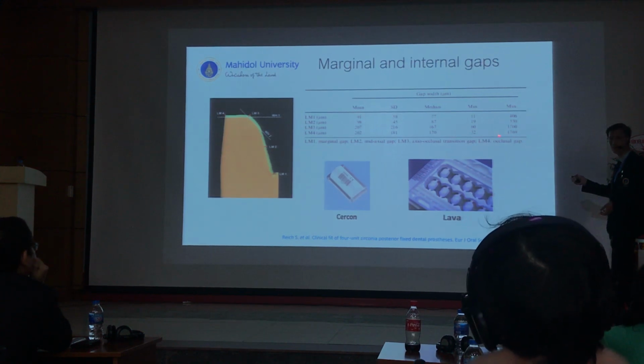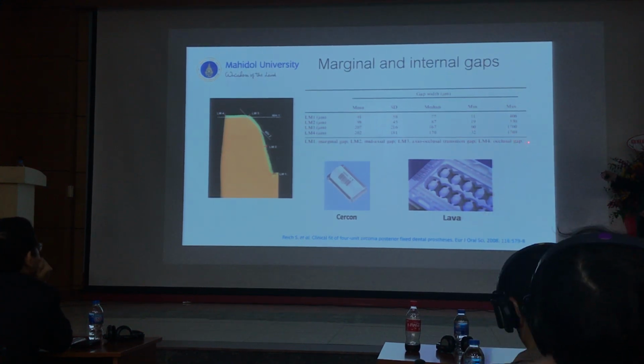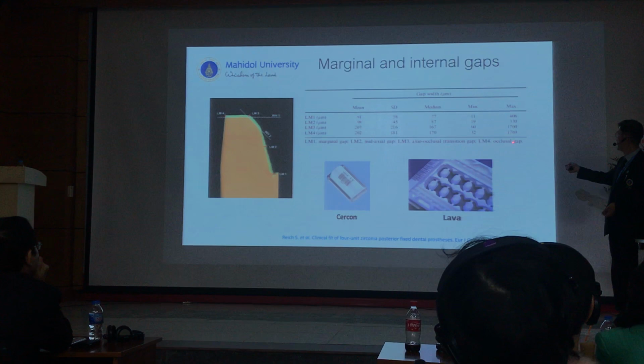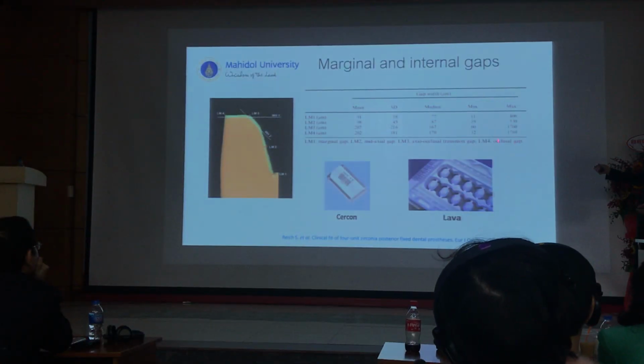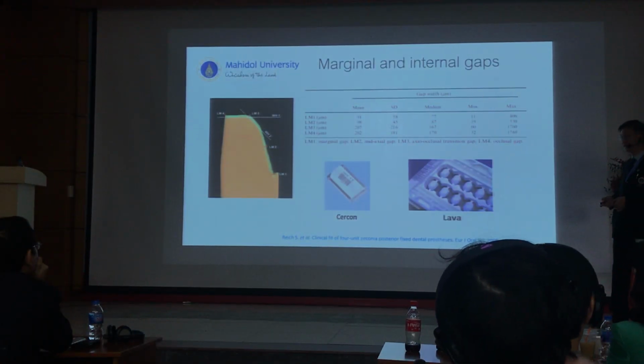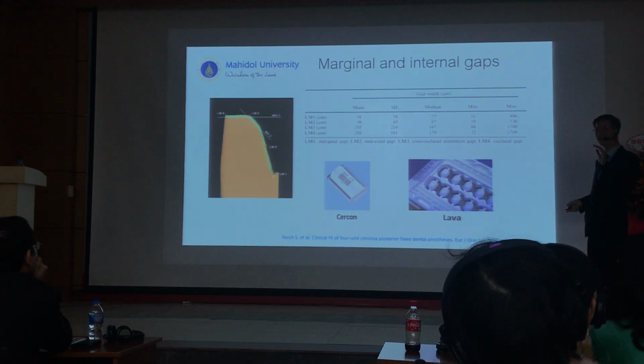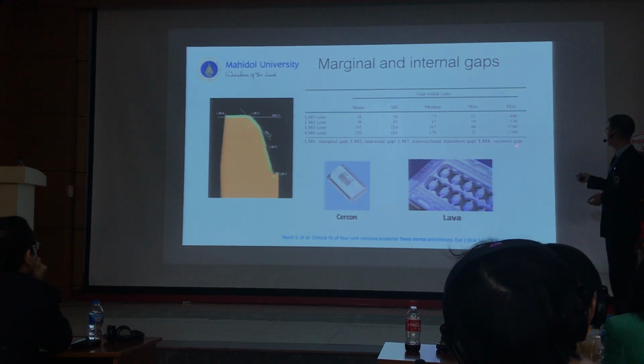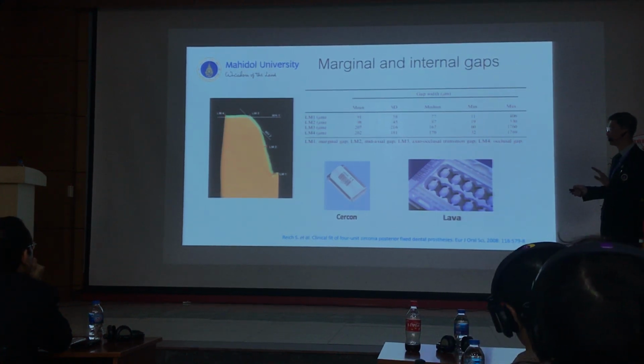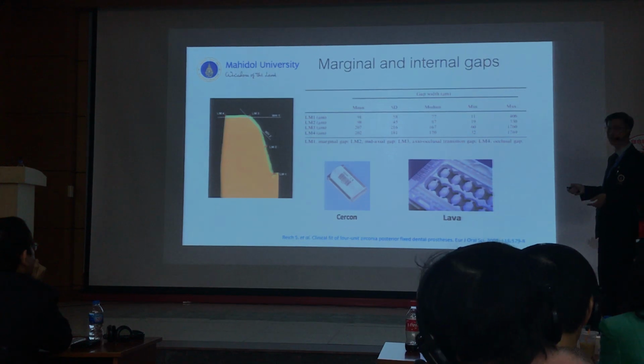But if you look at the maximum gap of the zirconia, sometimes you make a preparation of about 2 millimeters, and the maximum gap that can be measured in the experiment is 1,700 microns. You can see that if you make a preparation of 2 millimeters, what happens? You have a gap around 1.7 millimeters. So it's not enough for your preparation.